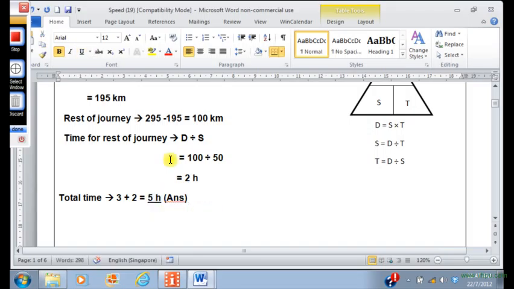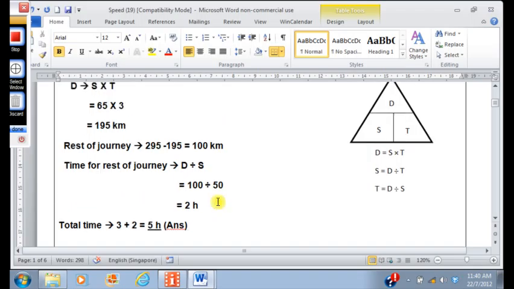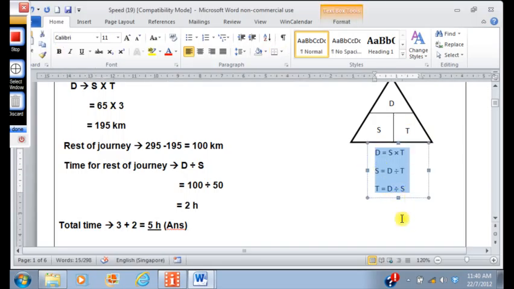Very simple question, and you just have to work in parts. Now the most important thing for any speed, distance, time question is this pyramid. As long as you draw the pyramid and you know how to form these 3 equations, you will be able to solve any type of speed, distance, time problem.